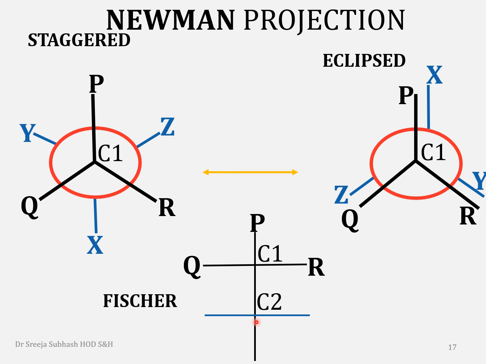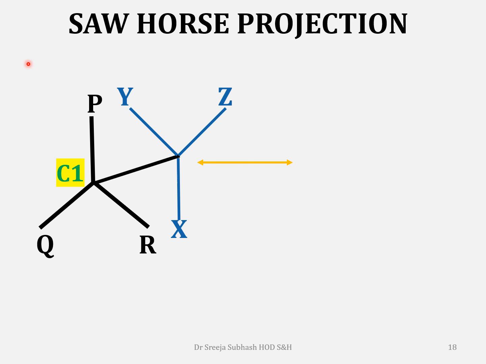Obviously, the second carbon will be here. The second carbon has Z to the left and Y to the right. Let us retain the positions, Z to the left and Y to the right. Now X has only one position to go, and that is here. So this is how you represent a three-dimensional structure on a planar model, that is, a two-dimensional Fischer structure. So Newman is over.